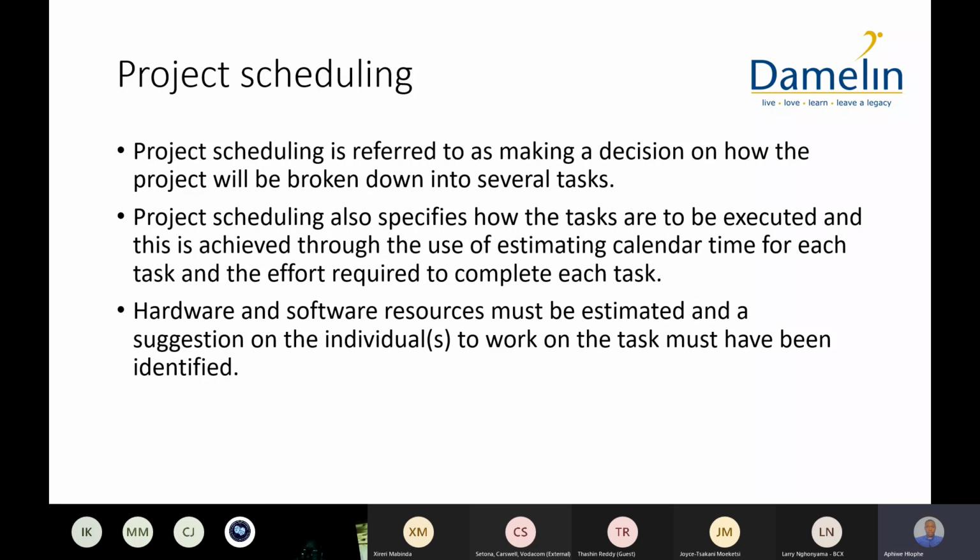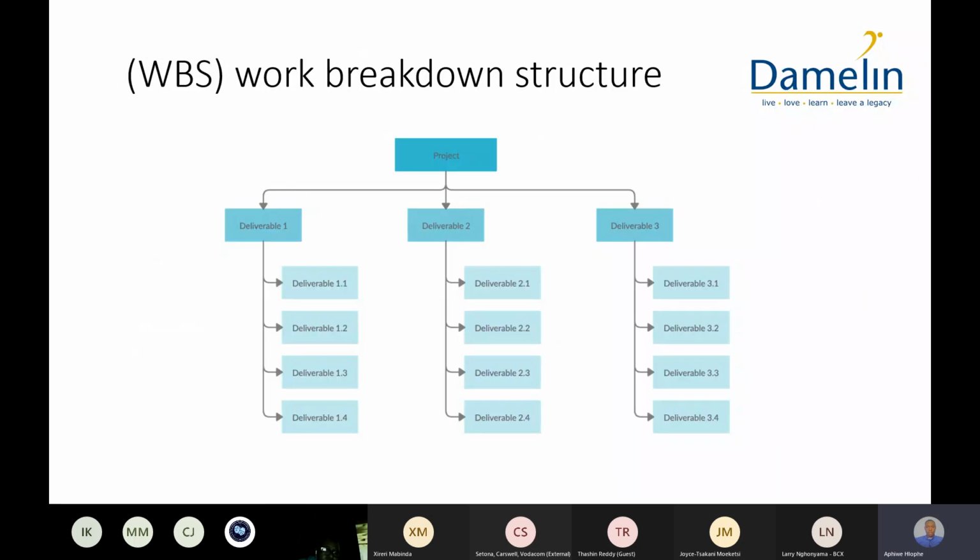And project scheduling. So project scheduling is referred to as making a decision on how the project will be broken down into several tasks. Project scheduling also specifies how the tasks are to be executed, and this is achieved through the use of estimating calendar time for each task and the effort required to complete each task. Hardware and software resources must be estimated, and the individuals to work on the tasks must be identified. So this is the work breakdown structure that I was talking about.